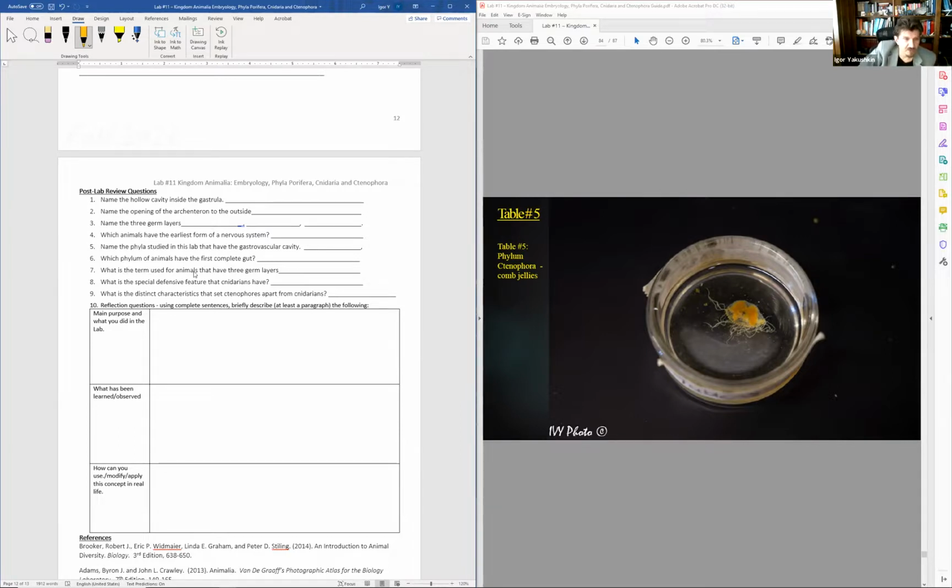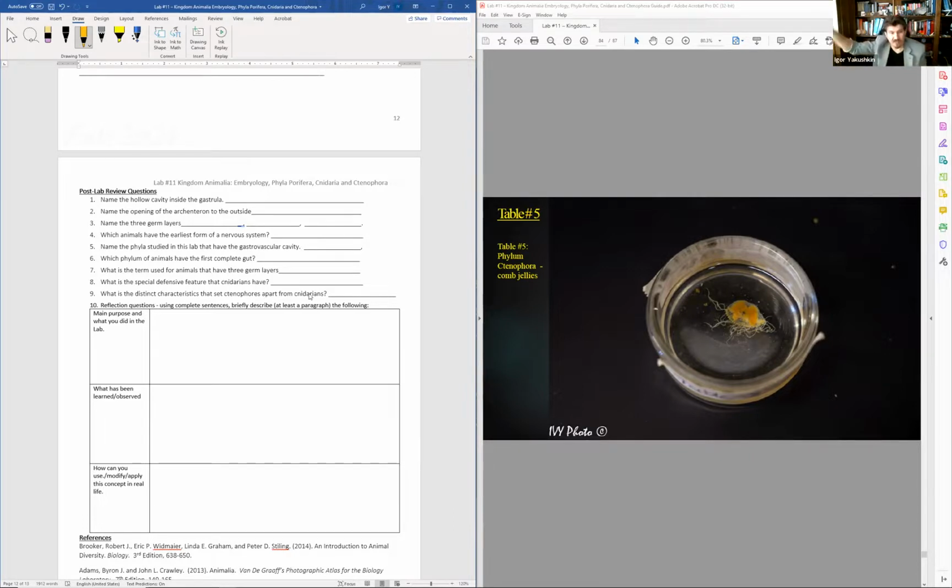What is the term used for animals that have 3 germ layers? Triploblastic. What is the special defensive feature Cnidarians have? Cnidocyte. Cyto means cell, right? Cytology is the science part of biology about cells. What is the distinct characteristic that sets Ctenophores apart from Cnidarians?